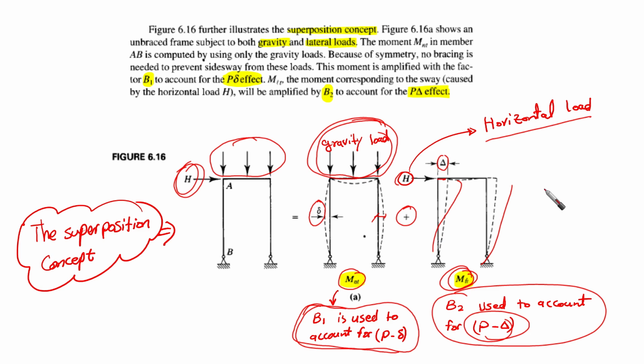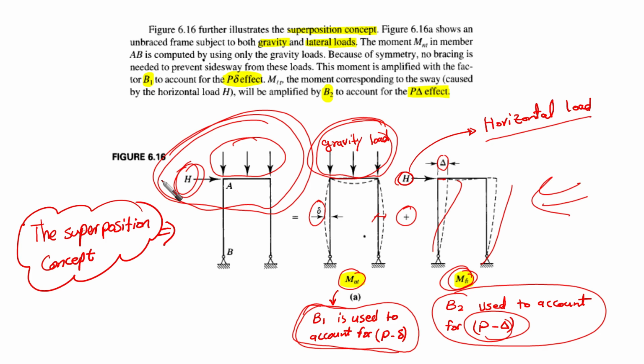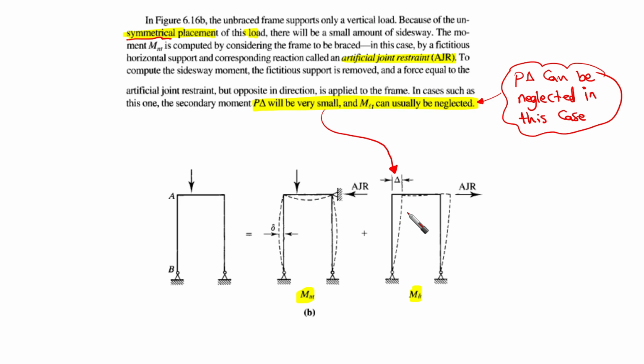Okay, so this is what we are looking at in the problem in general. Whenever we have a coupled gravity and lateral load, it is going to be decomposed into two different systems.